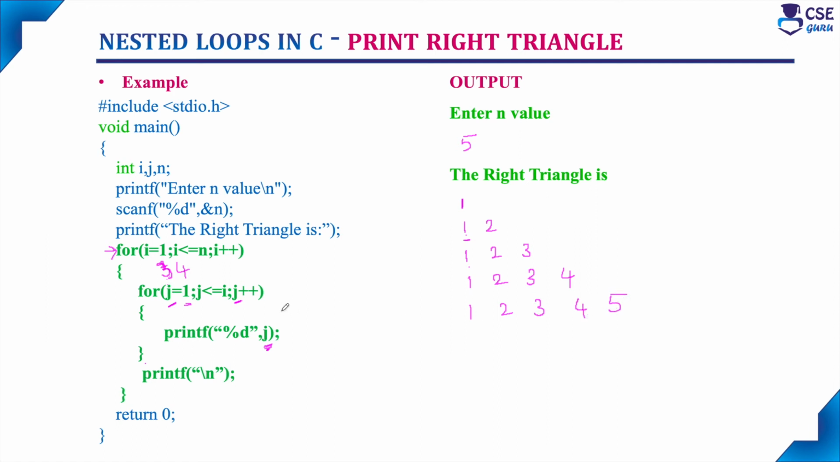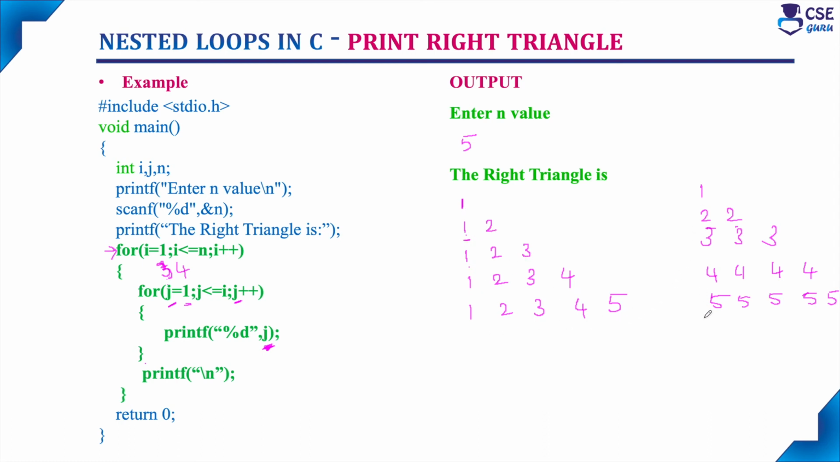In the previous example we discussed printing the i value. If you ask to print the i value, it will print like this: 1, 2, 2, 3, 3, 3, 4, 4, 4, 4, and 5 five times. If you ask to print the j value, it will print like this: 1, 1, 2, 1, 2, 3, 1, 2, 3, 4, 1, 2, 3, 4, 5.